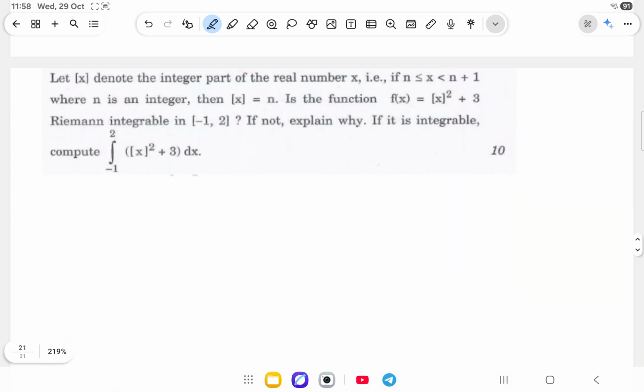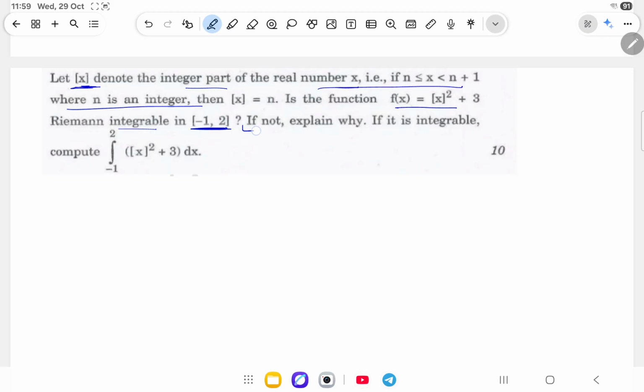So the next question is, let [x] denote the integer part of a real number, that is f. Okay, so it is basically a greatest integer function only. Then here they have defined what this notation means, and it is of a greatest integer function. Then they have asked, is this function f(x) Riemann integrable on the closed interval minus 1 to 2?